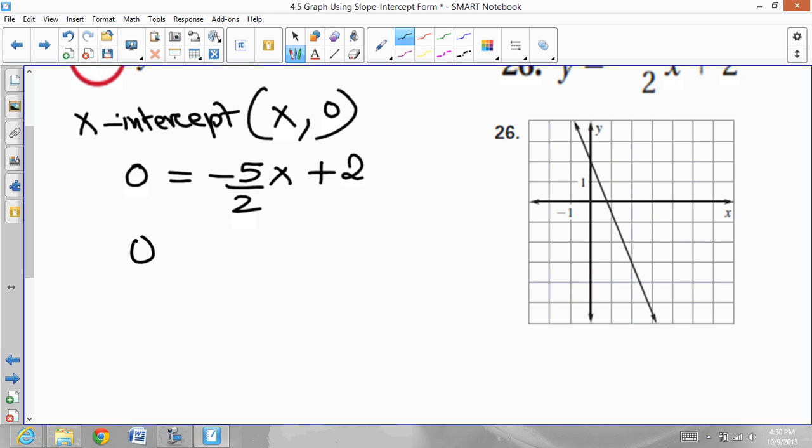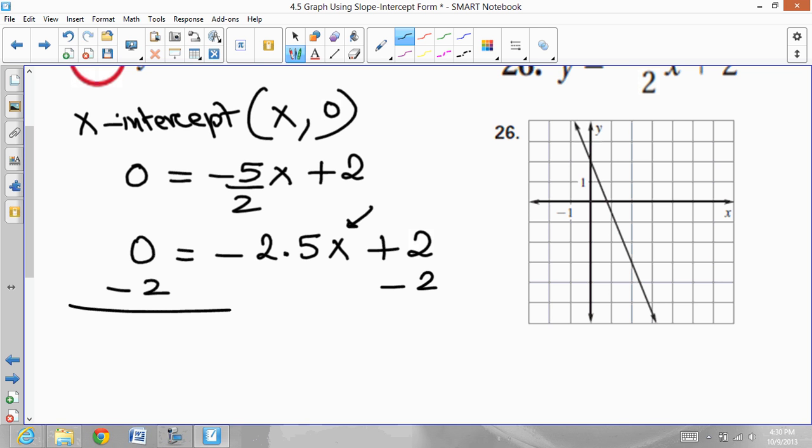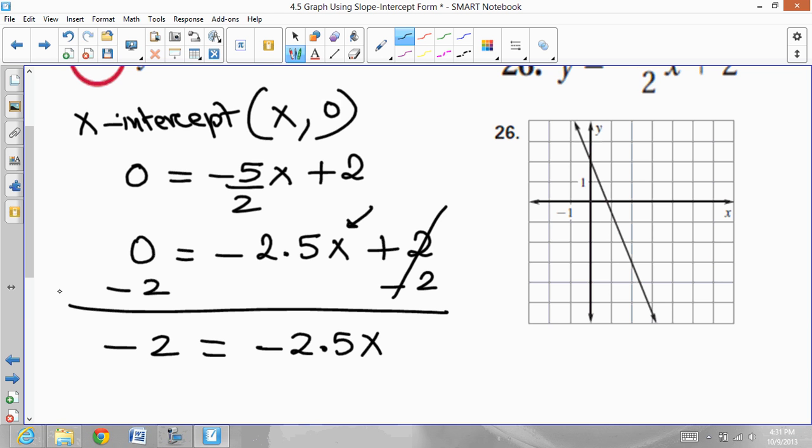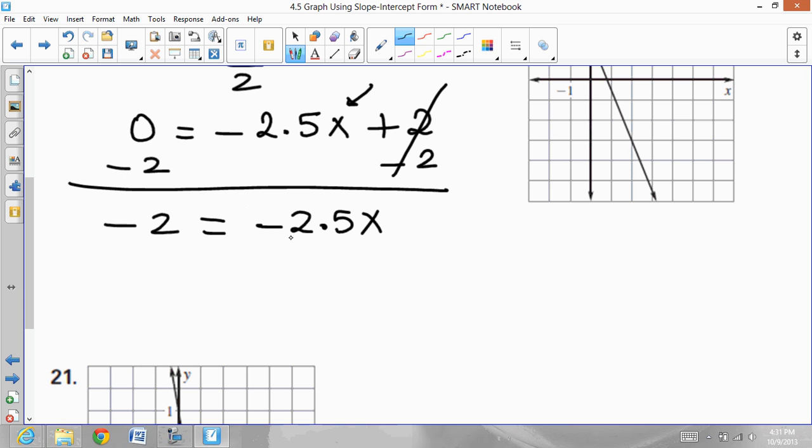So 0 is equal to negative 2.5x plus 2. Remember, I need to find what my x is. So I'm going to do minus 2 on this side and minus 2 on this side. Cancel. And I have negative 2 is equal to negative 2.5x. Negative 2.5 is multiplying. The opposite will be to divide by negative 2.5 here and negative 2.5 here. Cancel.